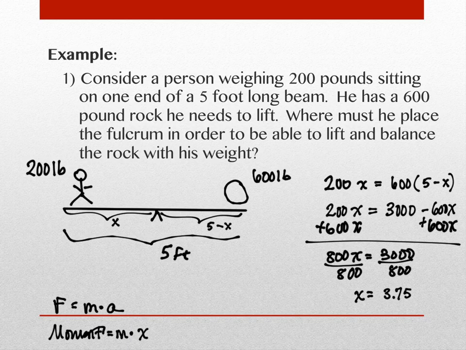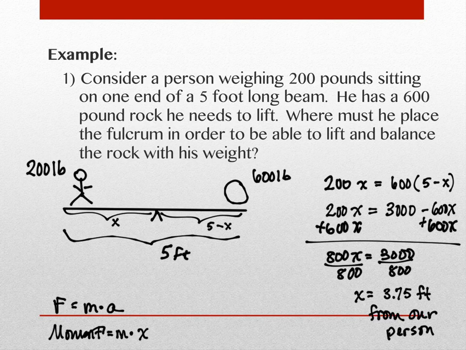3.75 what? Feet. Because I've got two distances, I think it was feet, wasn't it? Yeah. Because I'm measuring two distances, descriptively, I would like to say what this is locating. It's 3.75 feet from what? From the person, right? 3.75 feet from our person.